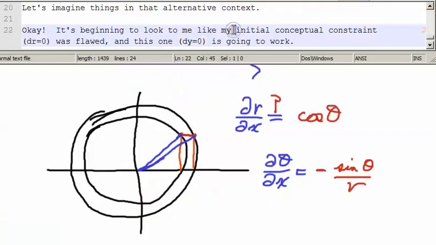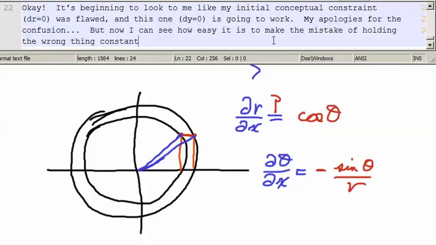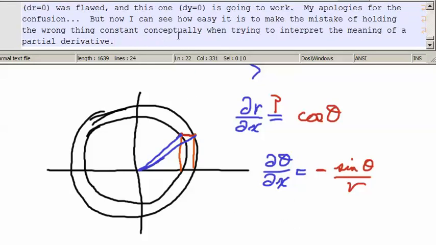Okay, it's beginning to look like my initial conceptual constraint that the radius didn't change was flawed, and this one, that the y value doesn't change, is going to work. Okay, my apologies for the confusion, but now I can see how easy it is to make the mistake of holding the wrong thing constant conceptually when trying to interpret the meaning of a partial derivative.